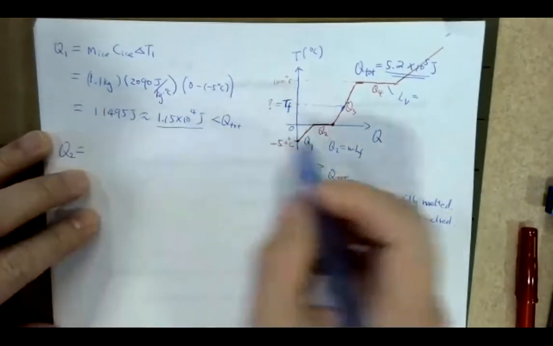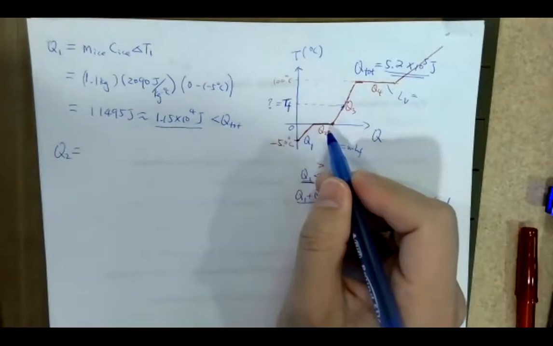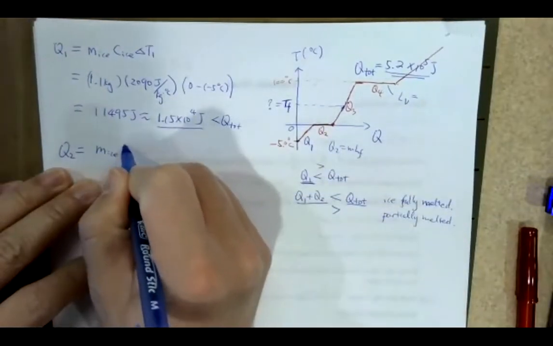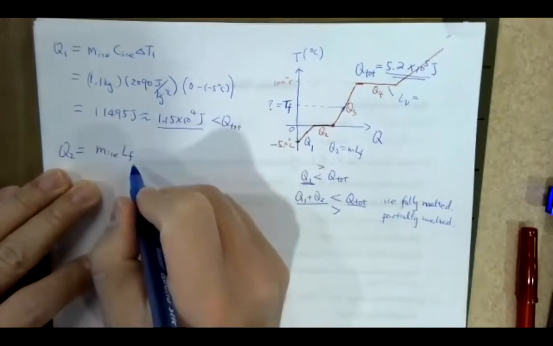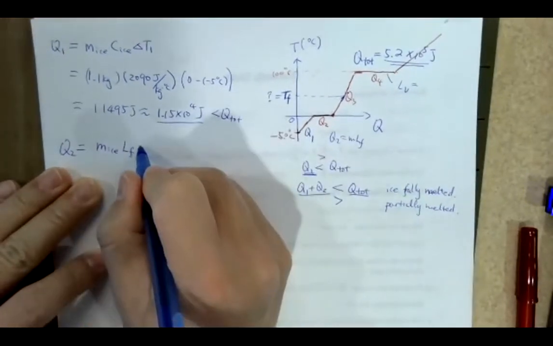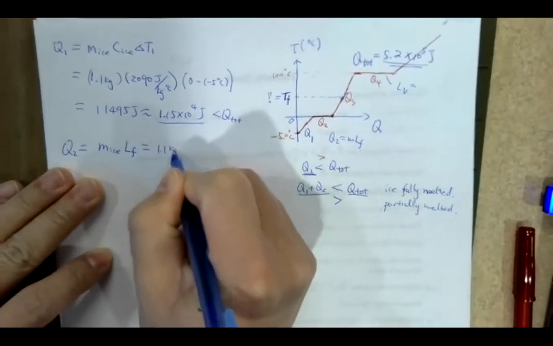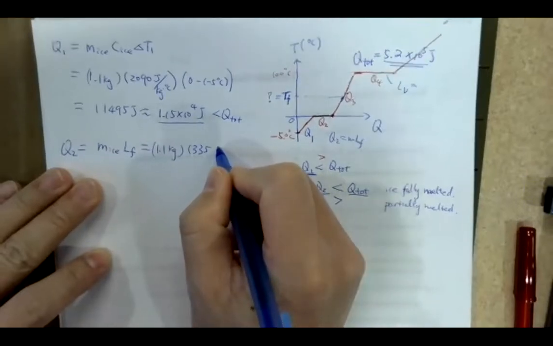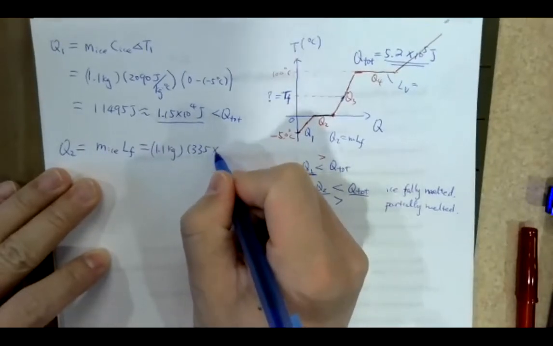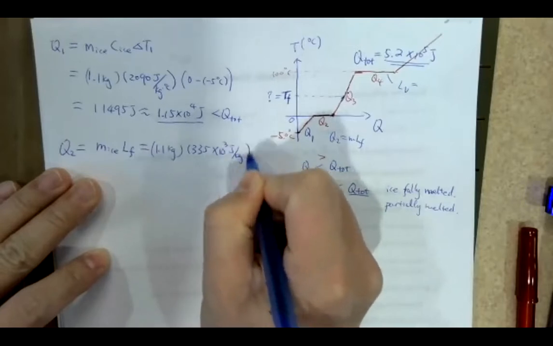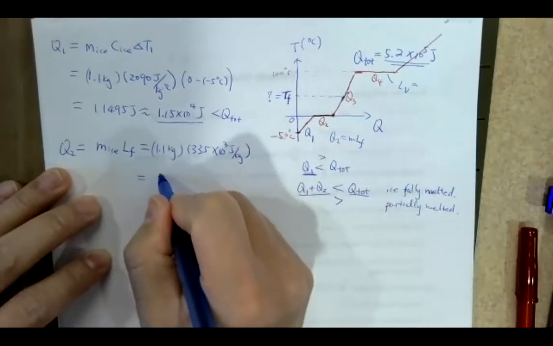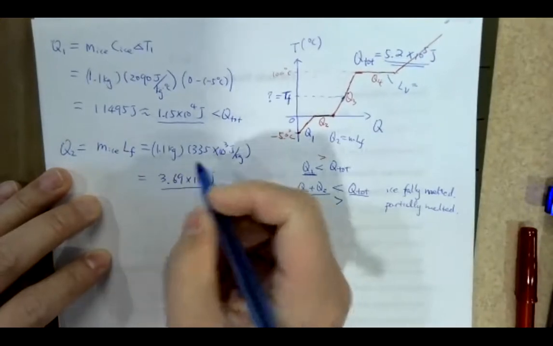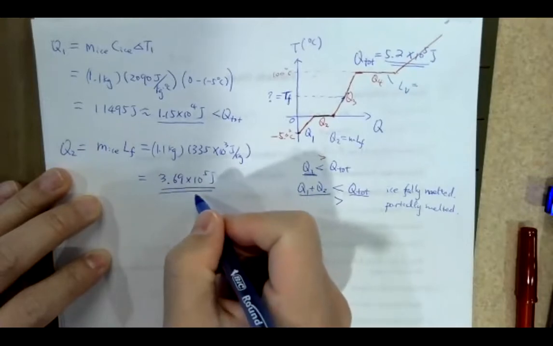Now let's calculate how much heat is needed for the phase transition to complete. So that will be mass of the ice times latent heat of fusion. Okay, that would be 1.1 kilograms times 335 kilojoules per kilogram. Okay, so remember it gives you kilojoules here, so times 10 to the third joules per kilogram. So that would be roughly 3.69 times 10 to the fifth joules. All right, so this is Q2.